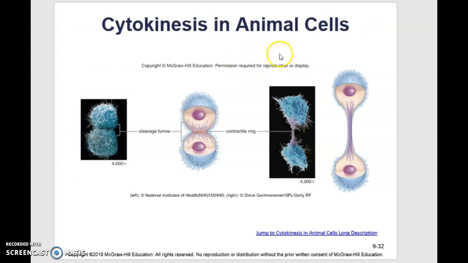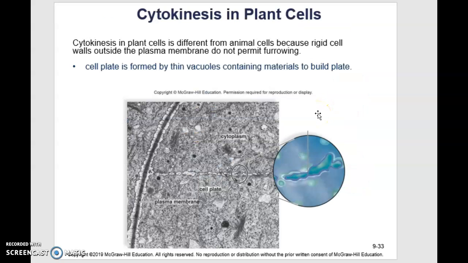I do want to show you cytokinesis in an animal cell. Really cool pictures. You can see the actual image of animal cells next to a drawing. So we have the cleavage furrow forming here, and then the contractile ring with these spindles actually pull apart really far, and then they will close off and form two different daughter cells. That's an animal cell for cytokinesis.